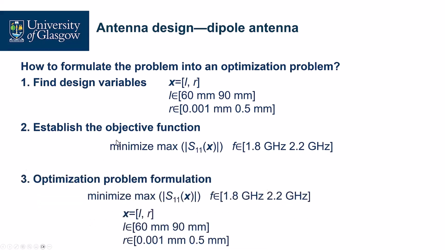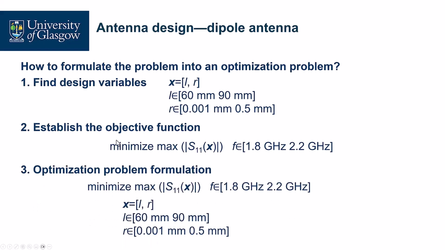So now the problem is formulated. We have the objective function, and we have the design variables, each with a search range. The optimization problem is formed. For the next step, we can solve this problem.